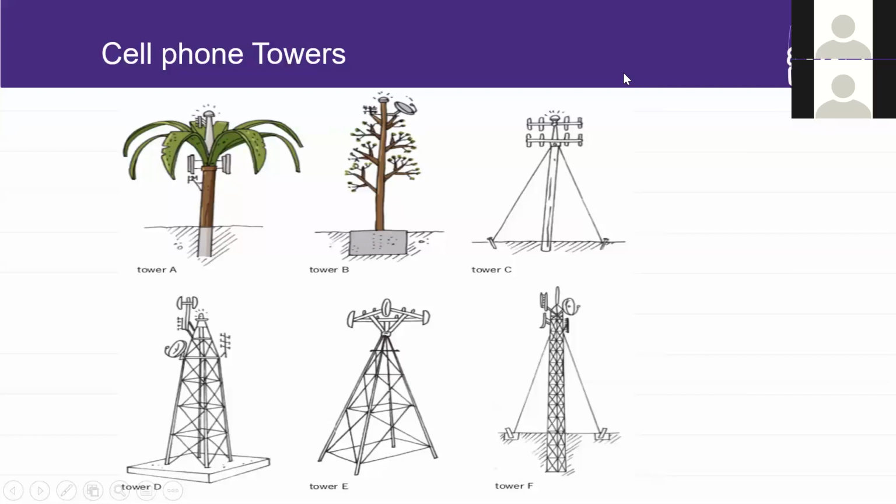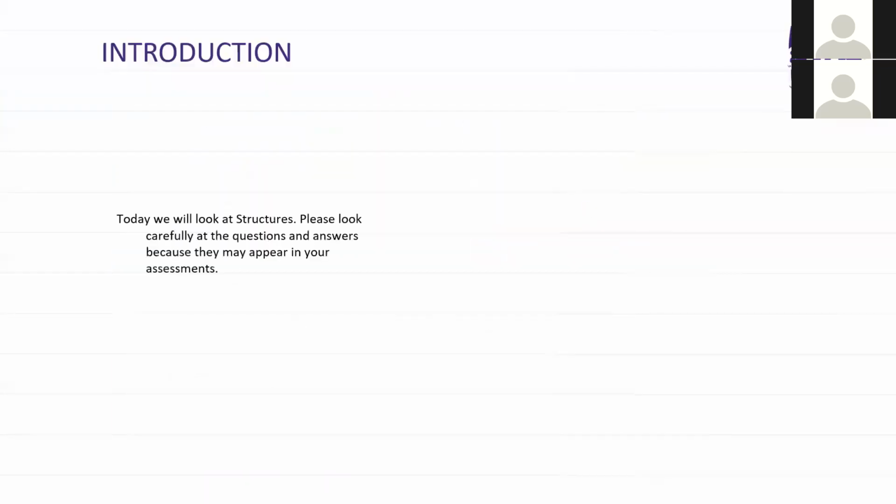And then, no problem, Divo, no problem. If you look at C, C is also stable because these ropes, these cables are keeping it firm on the ground. Okay.